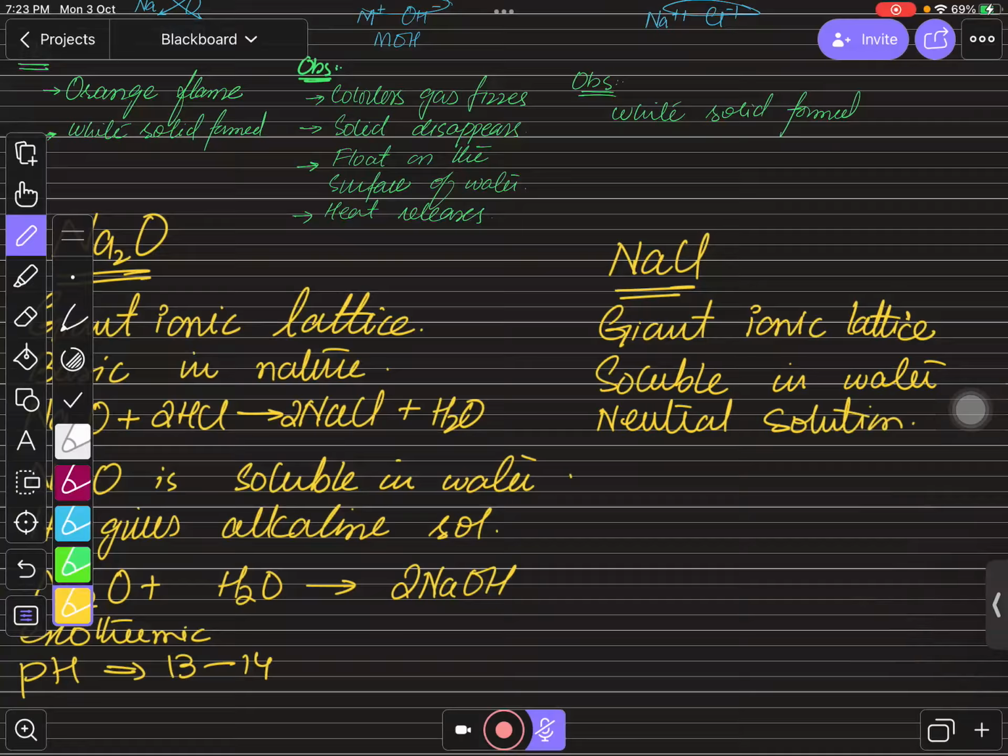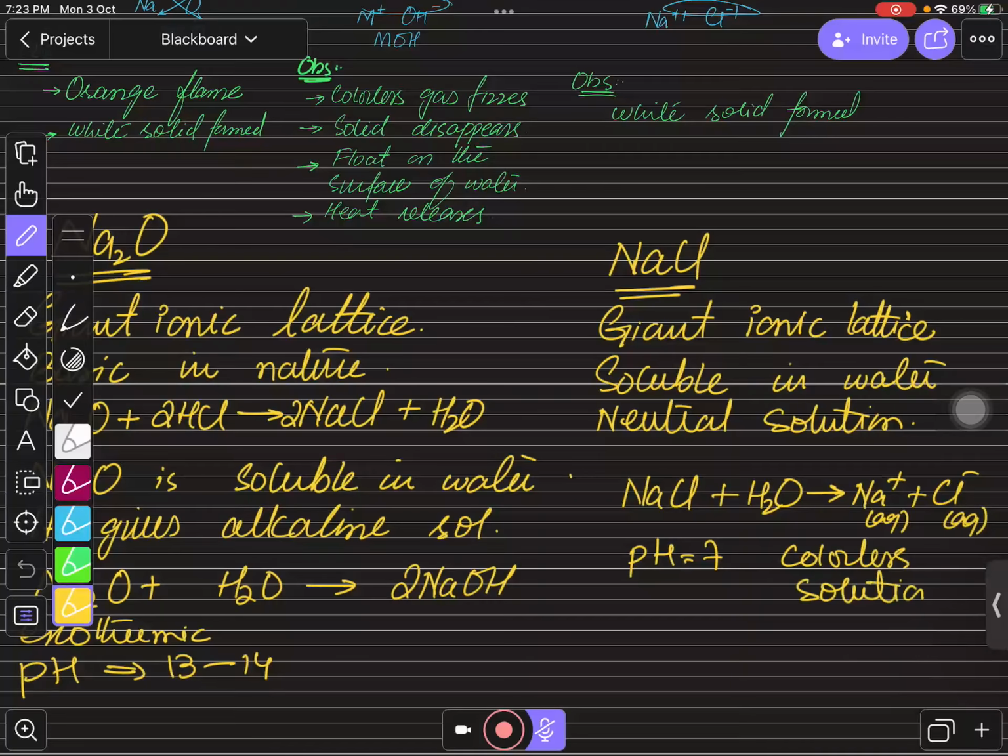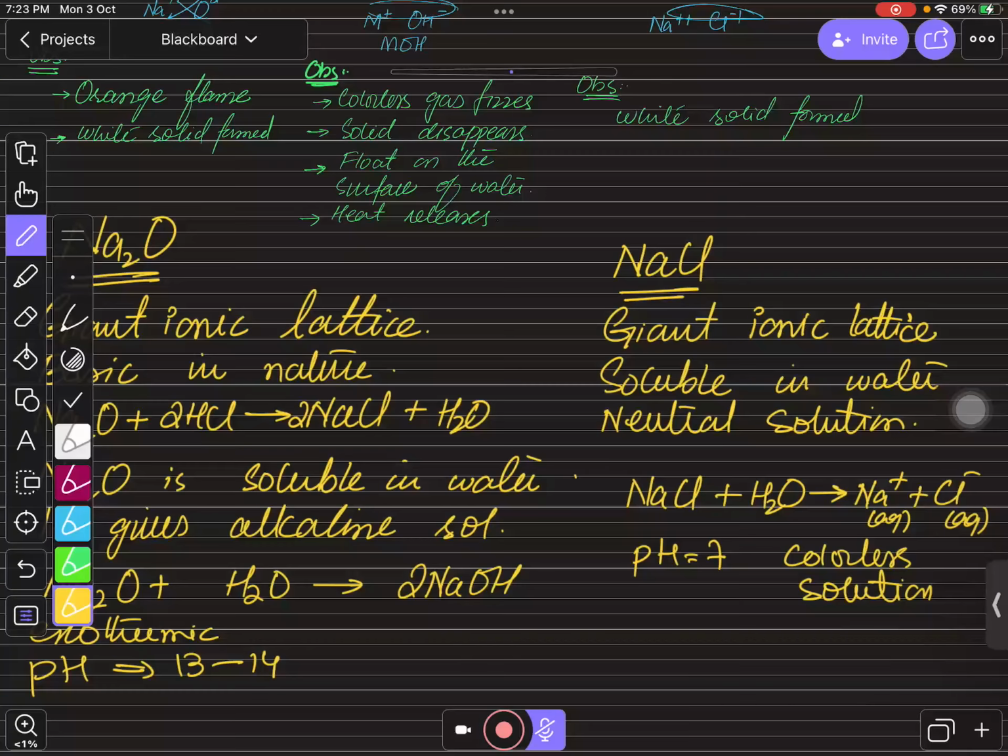And if you talk about the equation, this is actually a dissociation equation. When you dissolve any ionic compound, it dissociates into aqueous ions, right? So this will be aqueous, this will be aqueous. The pH will be near 7, and the solution is colorless, right? So you all need to remember this about sodium. So you can take a picture of this.